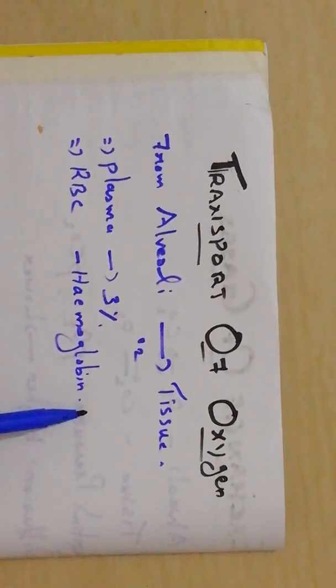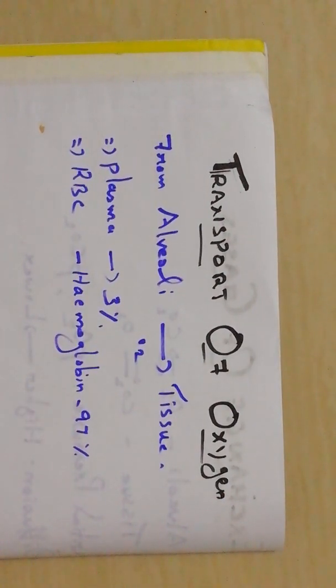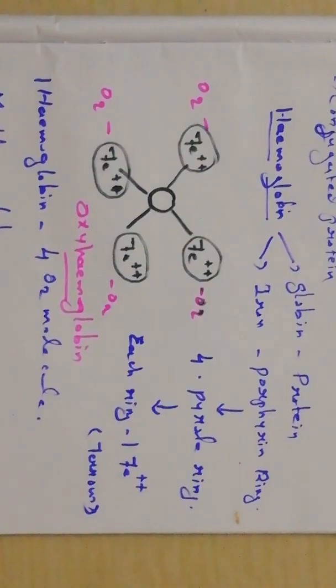How much? The rest, 97%, is transported by hemoglobin. So what we said about hemoglobin now: hemoglobin consists of two regions, the globin as well as the iron region. It consists of 4 pyrrole rings, and each pyrrole ring consists of iron in the ferrous state.